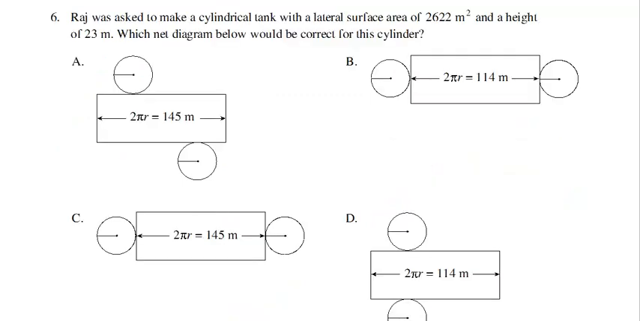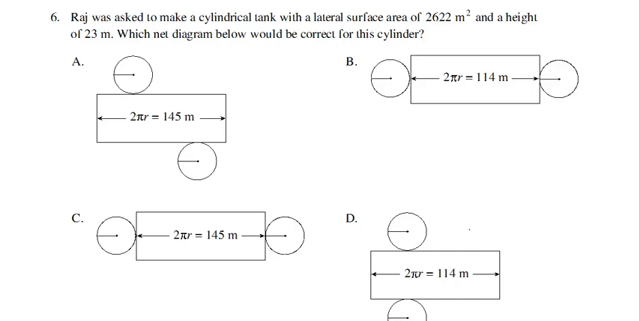All right, number 6. Raj was asked to make a cylindrical tank with a lateral surface area of 2,622 meters squared and a height of 23 meters. Which net diagram below would be correct for this cylinder? So what I would start with first here is you'll notice that these rectangles that we have in here, 2 of them are the same and 2 of them are different. So why don't we go and eliminate 2 of them right away, and then we'll look and figure out how those circles should be situated.